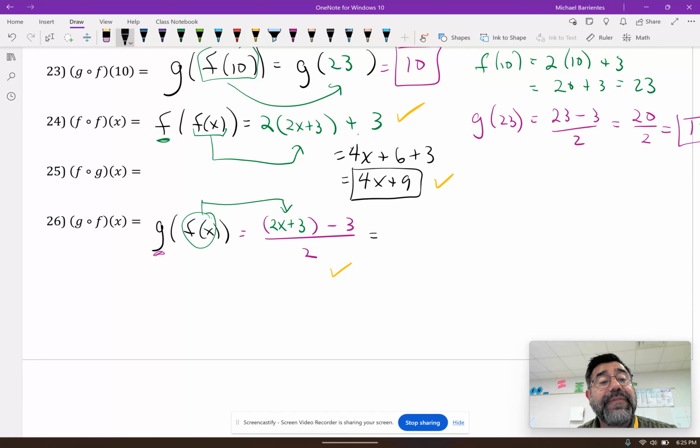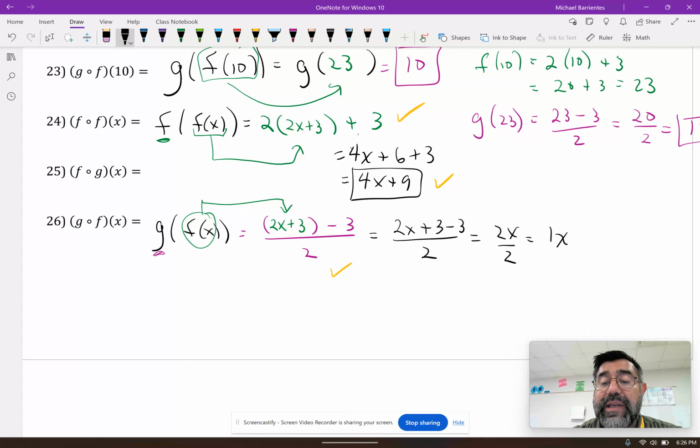Now, if I were to simplify it, this is the same thing as 2x plus 3 minus 3 over 2. What's going to happen when I add 3 and subtract 3 at the same time? Those are going to cancel out. So then I'm left with 2x divided by 2. And what happens when I divide 2x by 2? Well, I'm left with 1x. So therefore, that's my simplified version.